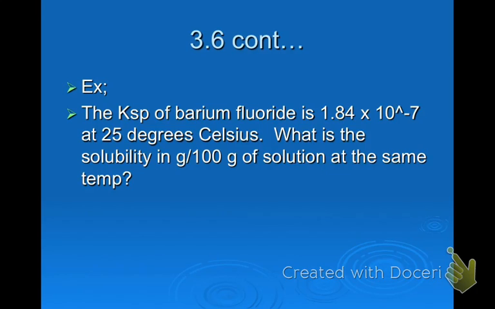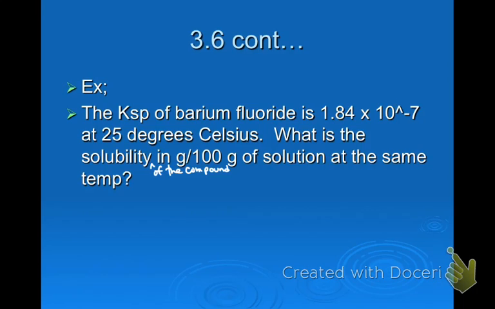Now, when it says what is the solubility, it means of the compound. So that becomes really important, because your compound solubility is not going to be the same as your solubility of an individual ion necessarily. So let's take a look at what's going on here.